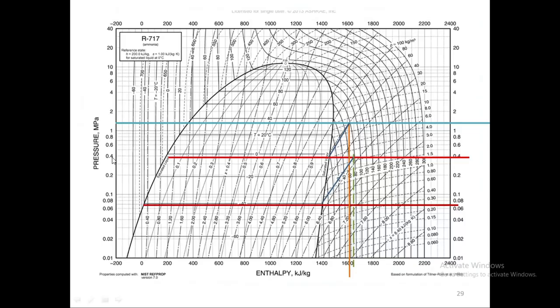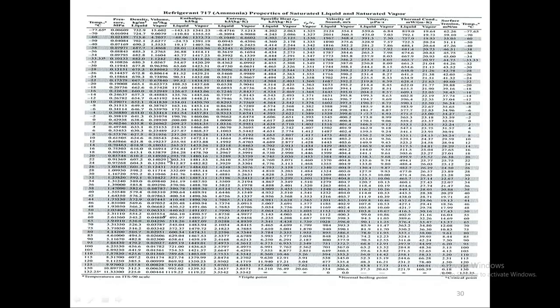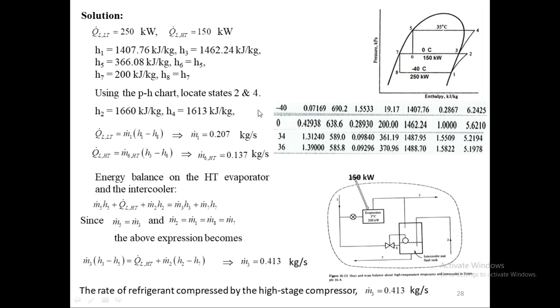So first one was minus 40 degrees centigrade. If you look up minus 40, let me mark it for you. Minus 40 degrees right here. And we need what? HF or HG. We need HG. HG right here is 1407.76. So if I go back, I copy the same table. So H1 is 1407.76 kilojoule per kilogram.